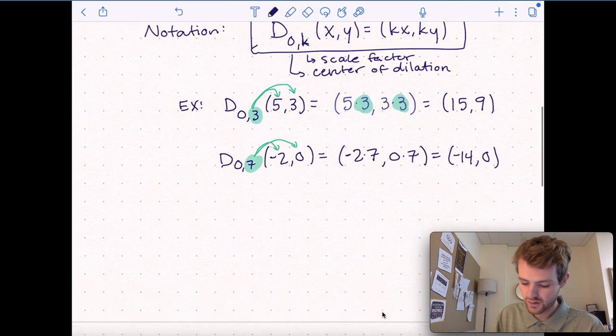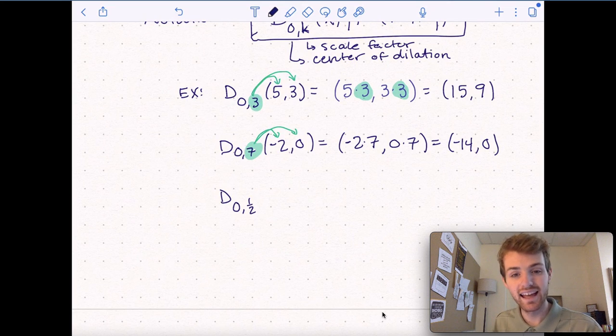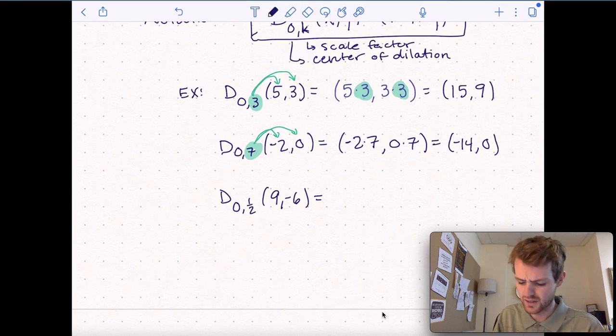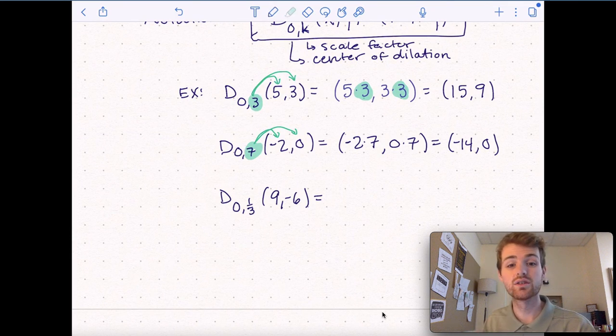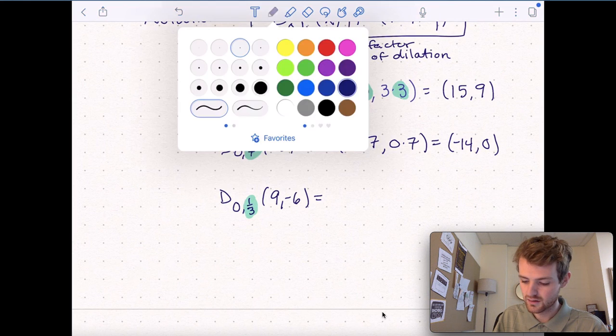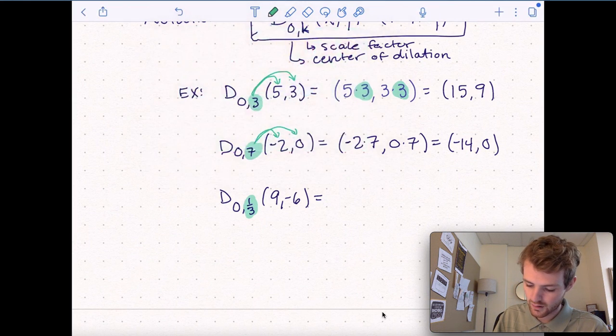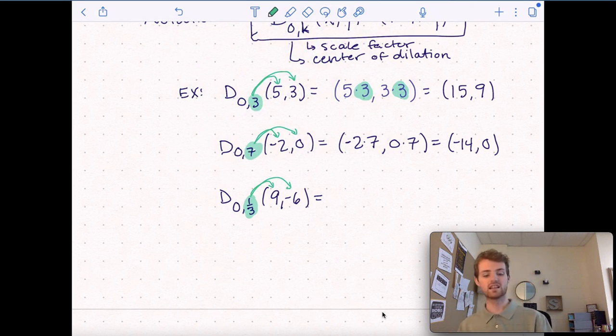We'll do one more. And this is interesting because now our k, our scale factor, is a fraction. And we want to dilate this point (9, -6). Oh, excuse me, I wrote the fraction wrong. This should be 1/3. We're still going through the same process. So I'm still taking that k and giving it to each of those coordinate numbers, 9 and -6.